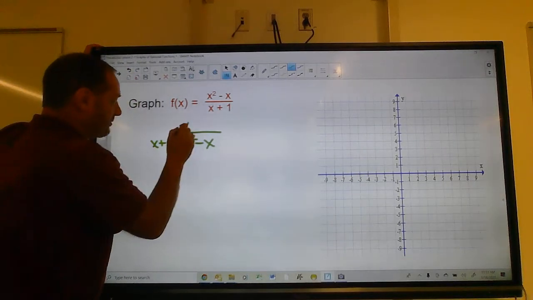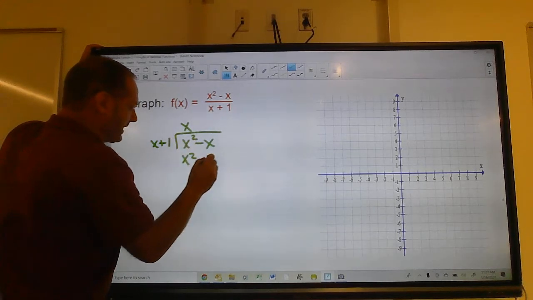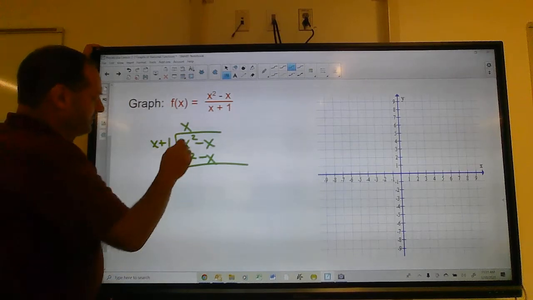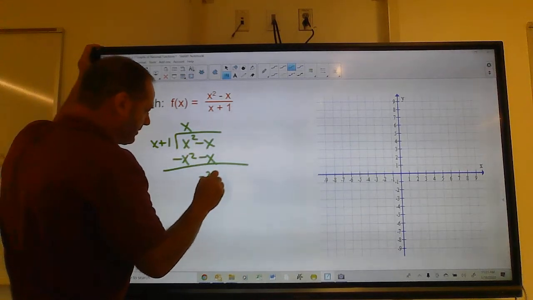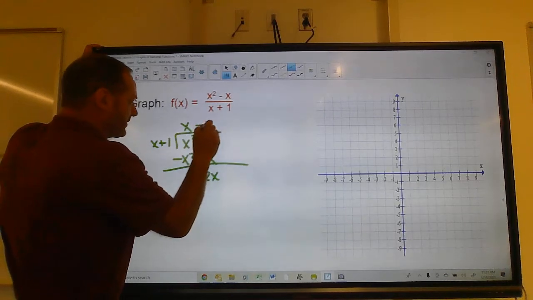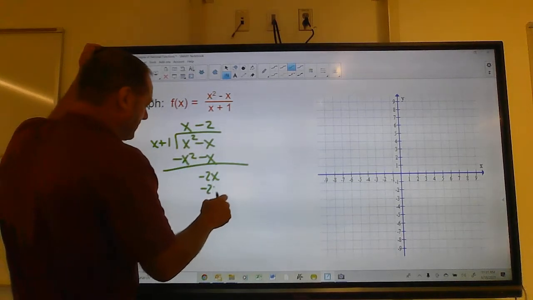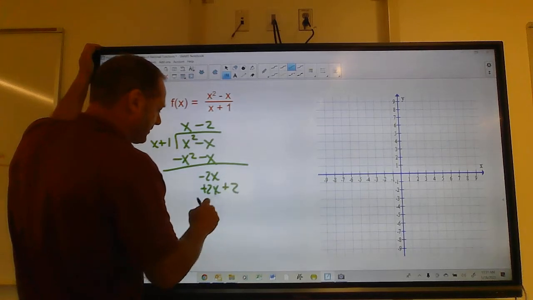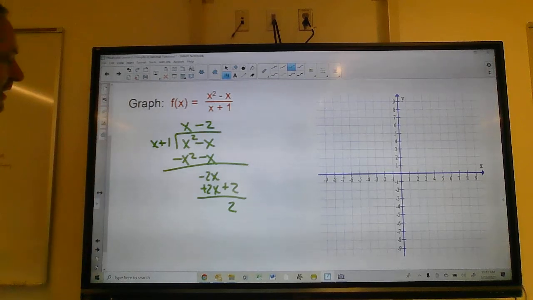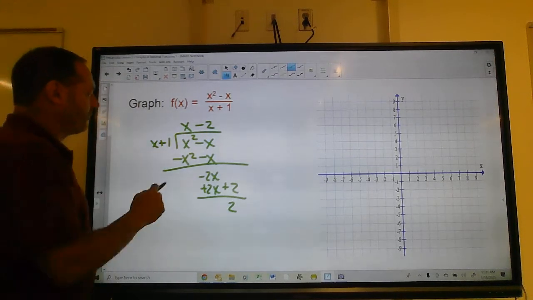Okay, x goes into x squared, x times x is x squared. x times 1 is x. I'm going to subtract those two things. I get 0, I get -2x. x goes into -2x, -2 times, and that's -2x minus 2, and I subtract those two things and I get a remainder of 2, and I don't care about remainders. Remainders disappear as you get close to the asymptote. So I'm only interested in this.